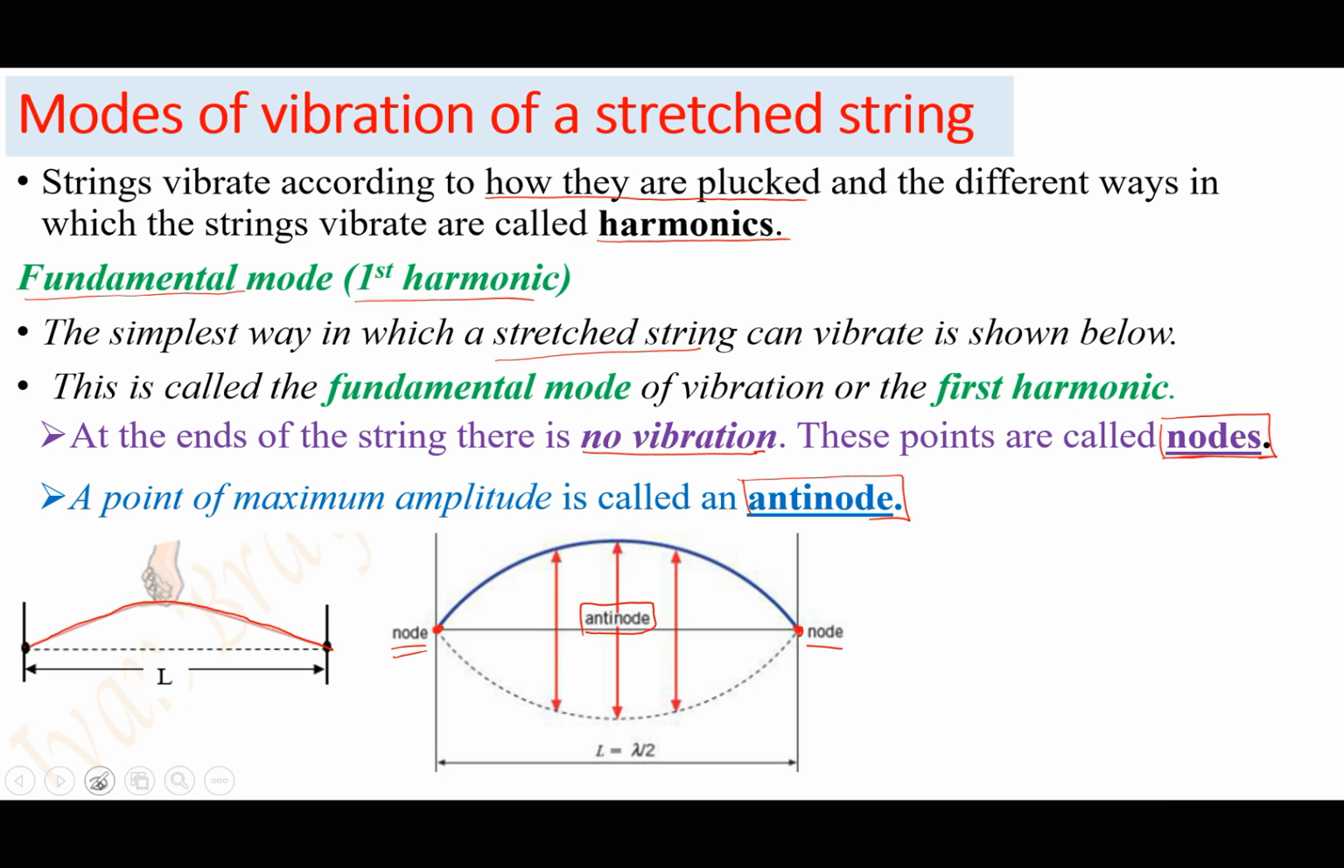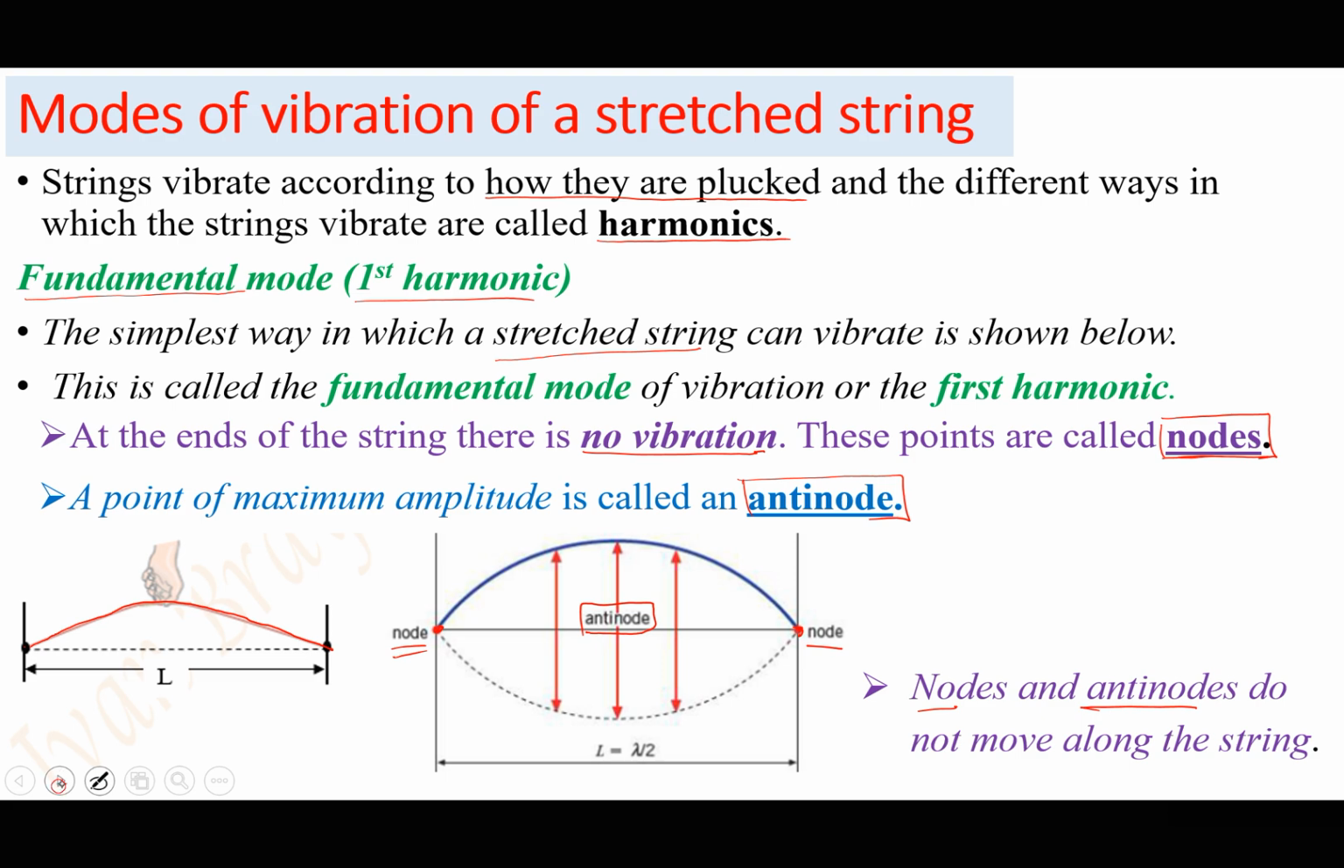I want you to note that unlike a progressive wave, for a stationary wave, the nodes and the antinodes do not move along the string. They remain at the same positions throughout. Yet for a progressive wave, we saw that the crests and the troughs were propagating through the material. But for a stationary wave, the nodes and antinodes remain in the same positions.